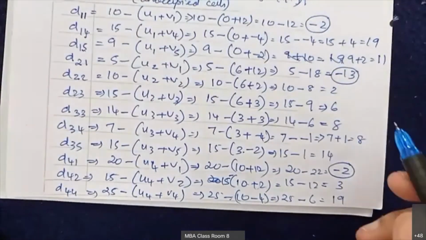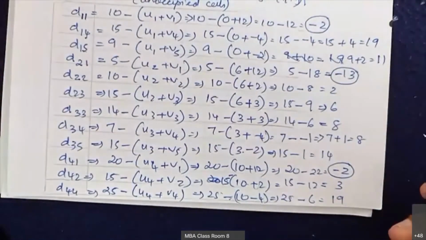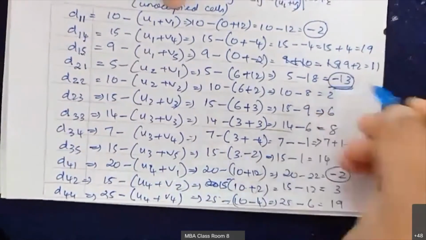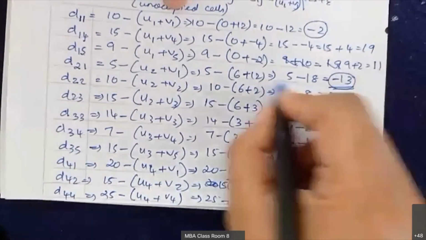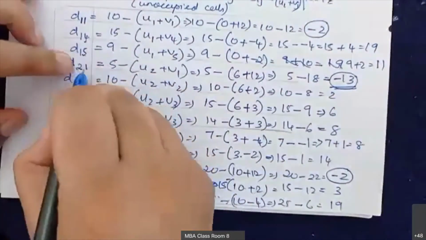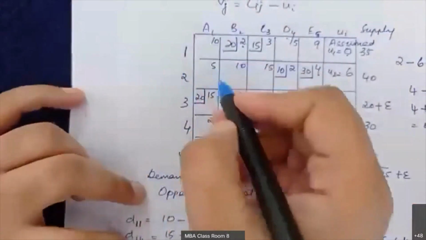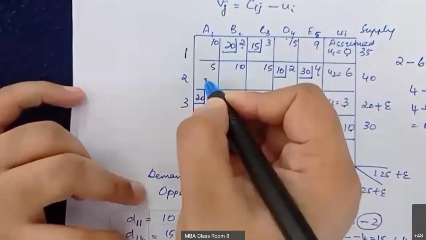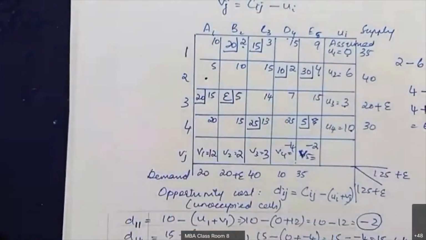If we have more than one negative value, then always take the most negative value. Most negative value is given by minus 13 over here. The corresponding cell is going to be 2, 1. Okay, 2, 1. That is second row, the first value. Okay, so here we have to start and then we have to draw the closed loop.